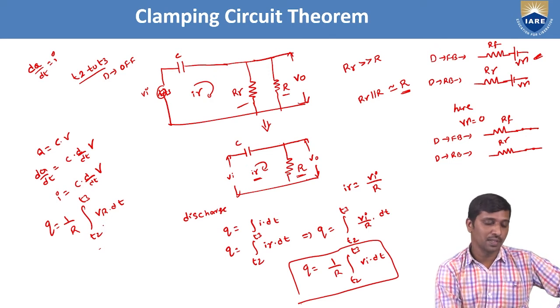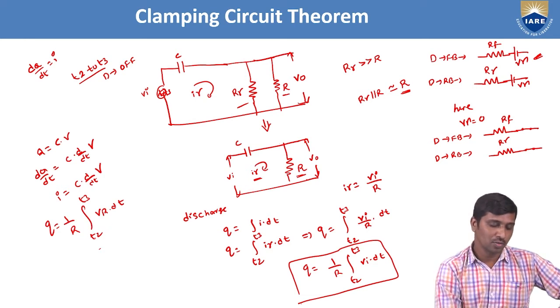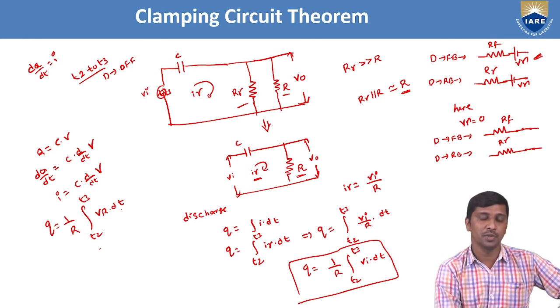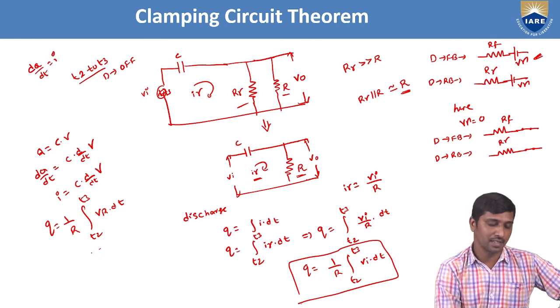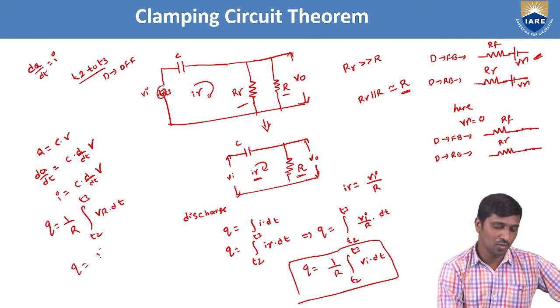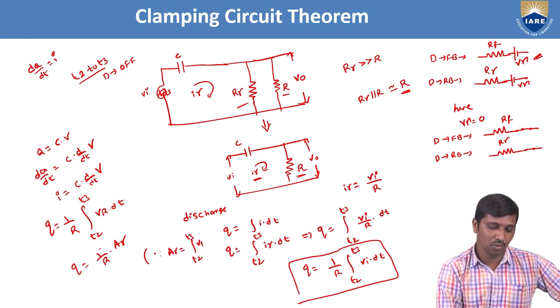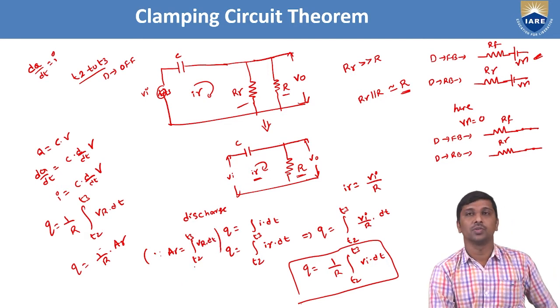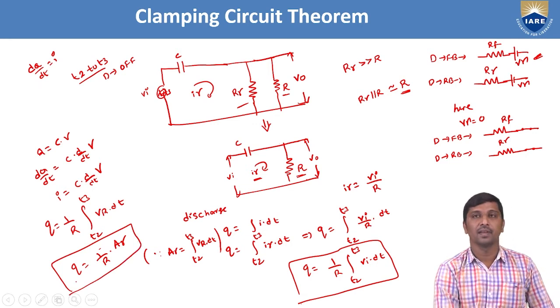So by using this, if you want to identify the area, we need to apply integration with respect to the limits. That is the reason this integral of VR dt gives the area under the reverse voltage. So I'm going to write Q = 1/R × AR, where I'm assuming the area under the reverse cycle is the integral from T2 to T3 of VR dt. So this is Q here.